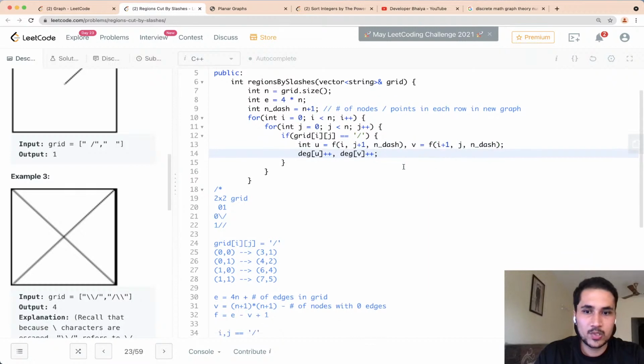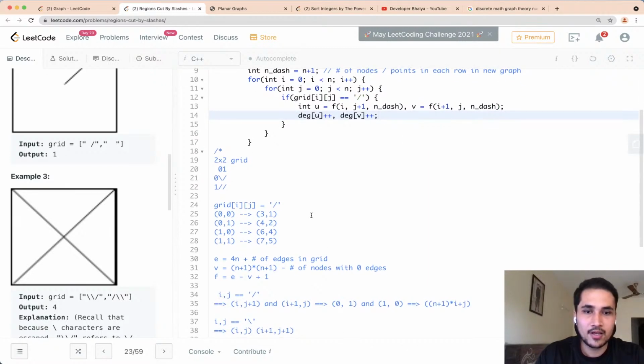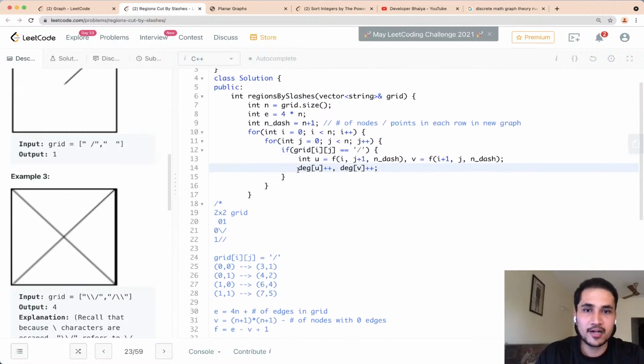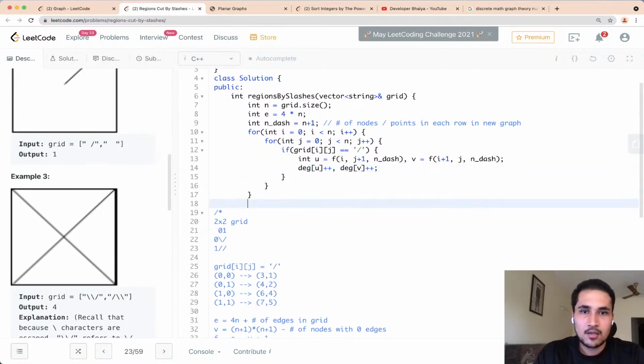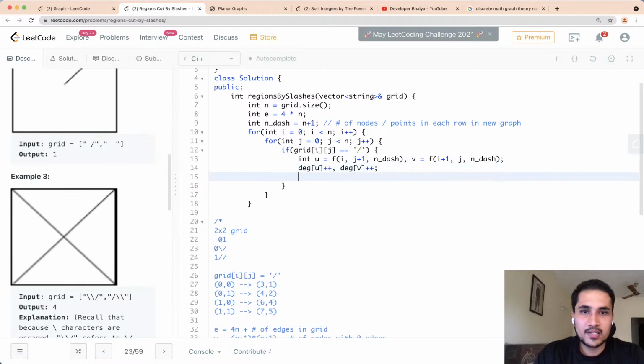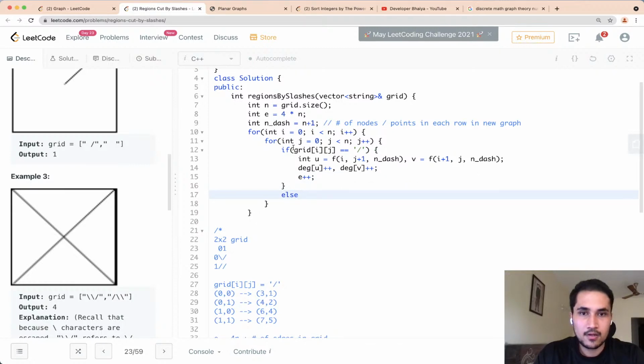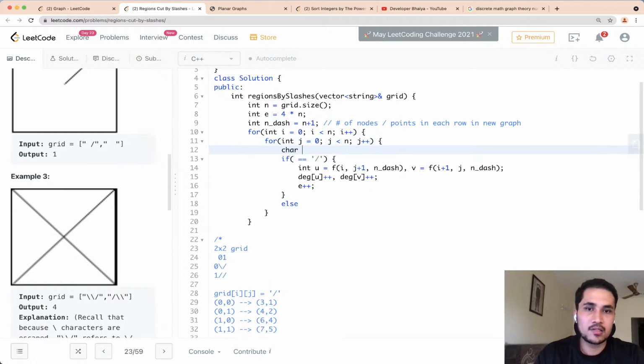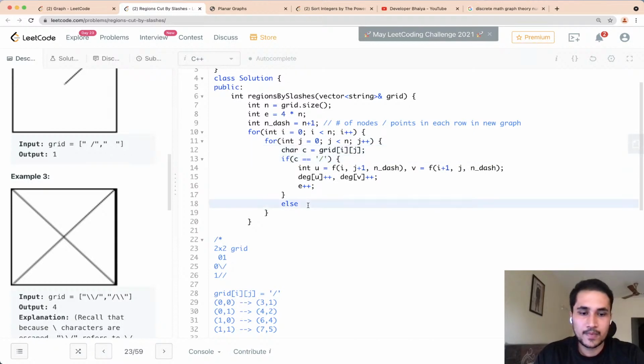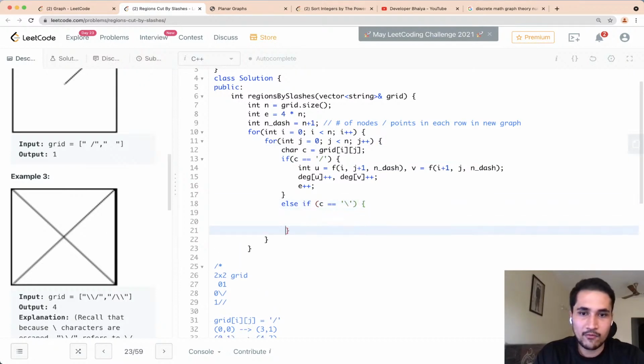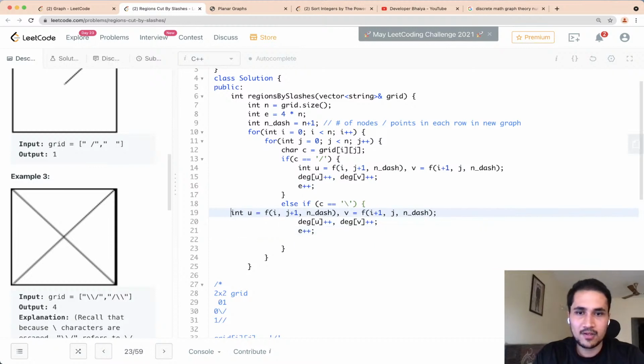I compute u and v. So that's exactly what I was saying originally also. For a given i j, I want to figure out the u and v, and I'm incrementing their degrees. All right, I have processed all edges. For each edge, I can do basically e plus plus. This is an edge. Similarly, let's call this char c. If c was this, else if c is a backslash, again, this is another edge that you have to process. You find out the necessary same thing basically.